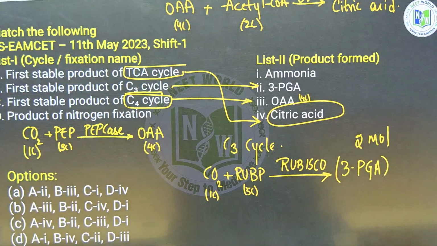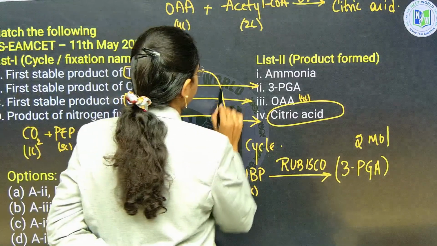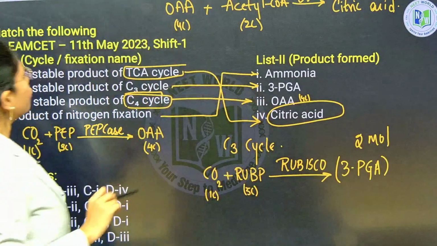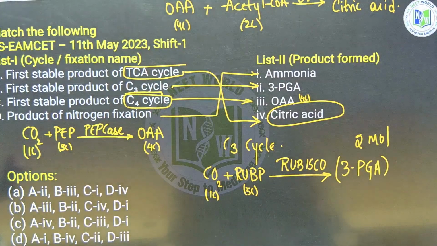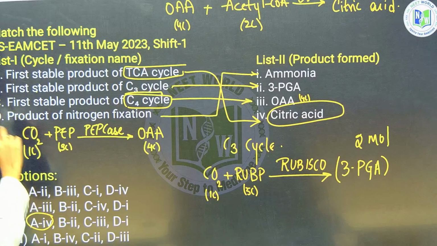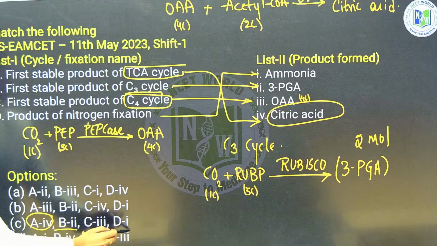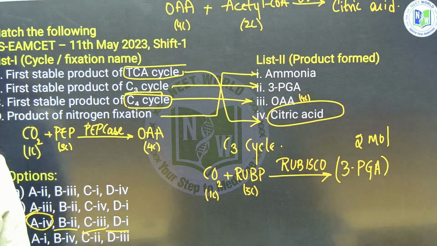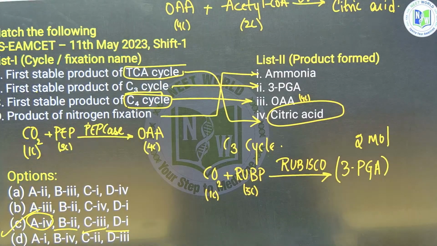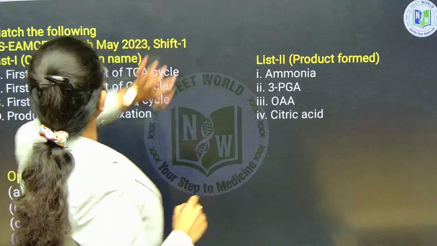Clear till here? And then the product of nitrogen fixation. After nitrogen fixation is done, it is fixed into ammonia. Fine, right. So, if you clearly look into the options, A goes with 4, B with 2, C with 3 and D with 1. Option C will be the right answer. Any doubts anywhere? Clear? Yeah. And then next question.